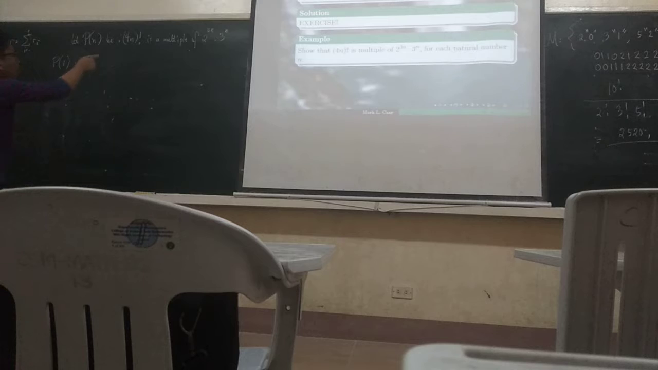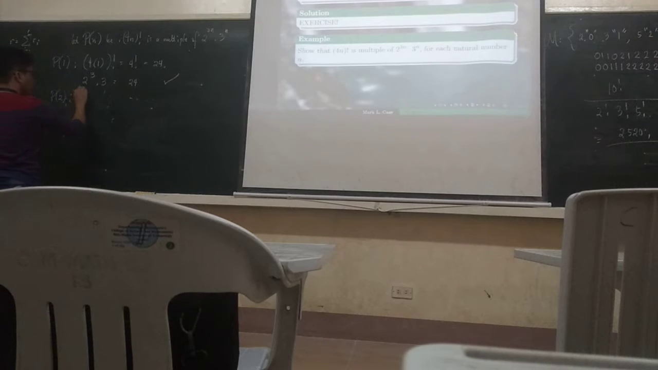If this is P1, 4 times 1 factorial gives you 4 factorial, which is 24. And you have 2 to the 3 times 3, which equals 8 times 3, which is 24. So P1 is true. Now P2.